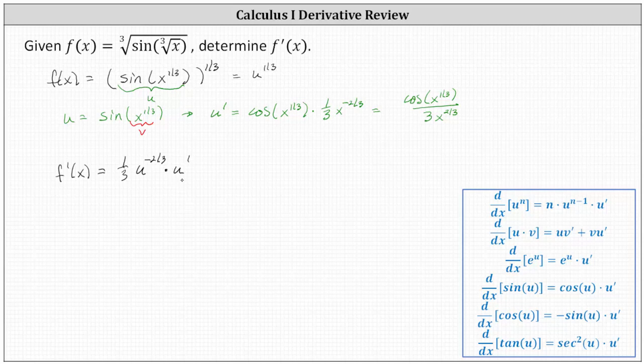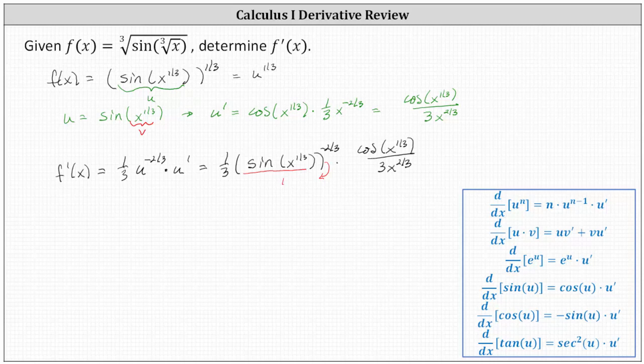And now we need to write the derivative in terms of x using u and u prime, which is 1/3 times the negative 2/3 power of u, where u is equal to sine of x to the 1/3, and then times u prime, where u prime is cosine of x to the 1/3 divided by 3 x to the 2/3. So now we'll go ahead and multiply and simplify. We'll write this using only positive exponents. So again, we know if we move sine of x to the 1/3 to the denominator, it will change the exponent to positive 2/3.